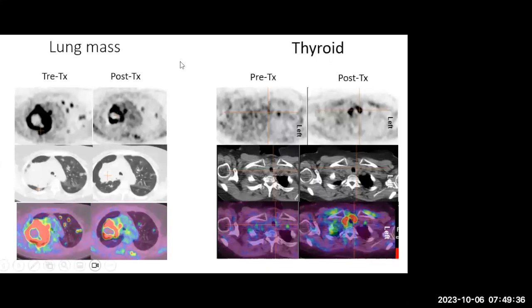You can see the primary lesion. It was already necrotic to begin with in the right lung. Here on the left is the baseline. On follow-up, much smaller, so response.